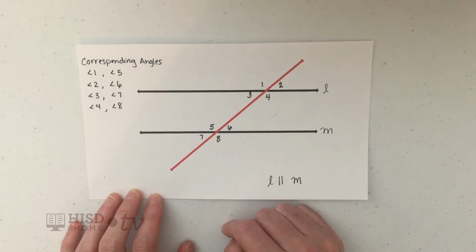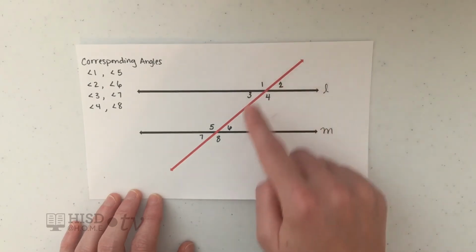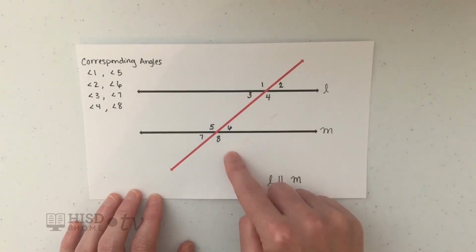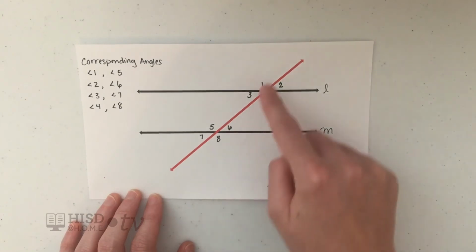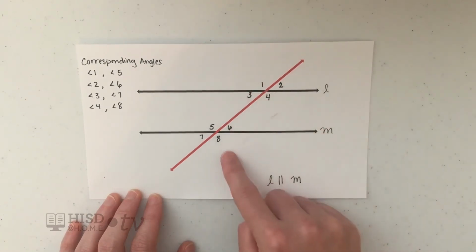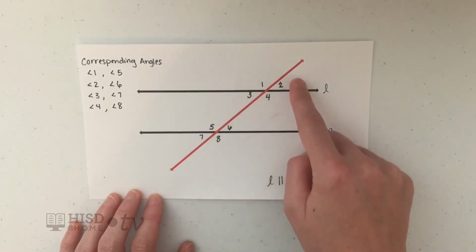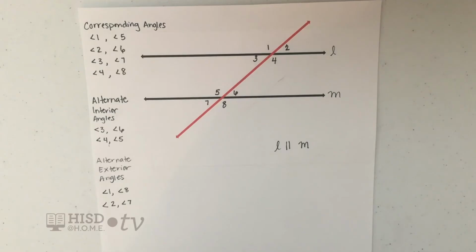Now we also have alternate exterior angles, and I think most of you can guess what those mean. It means, again, we're alternating sides and it's on the outside. So angle 1 and angle 8, angle 7 and angle 2. Just as there are alternate interior angles and alternate exterior angles, there are same side interior angles and same side exterior angles.